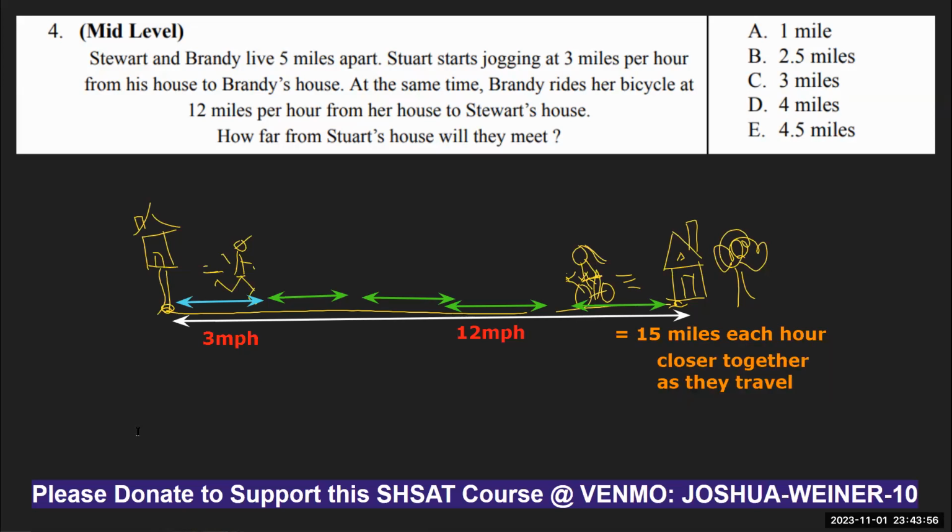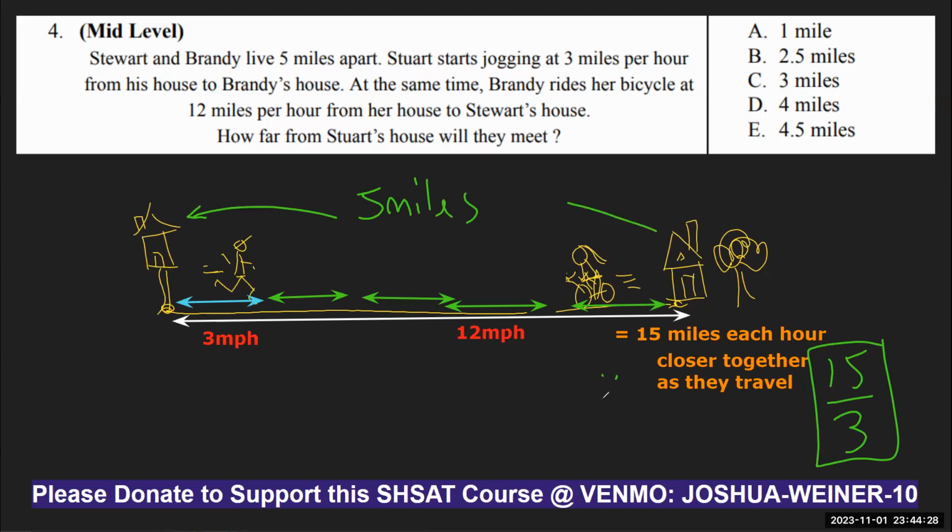Everyone see that? So since he's doing 3 miles an hour and she's doing 12, but they only live 5 miles apart. So since the distance between the houses is only 5 miles, we're going to take that 15 miles and we're going to divide it by 3. So 15 divided by 3 would be the distance. It's only 5 miles apart from his house to her house.